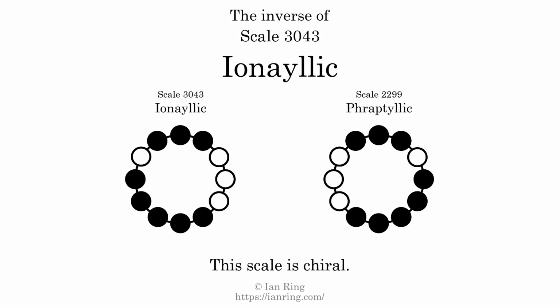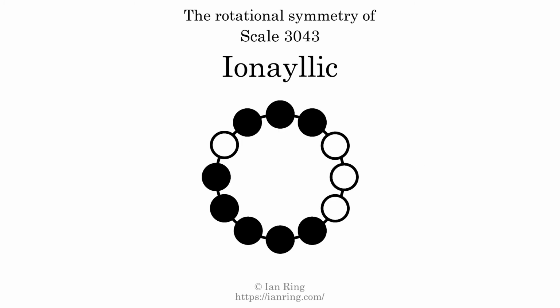The inverse of a scale is a mirror image. It is what you get when the sequence of intervals is reversed. The inverse of this scale is scale 2299, also known as fractalic. This scale is chiral. It cannot transform into its inverse by rotational transformation. This scale has no rotational symmetry.